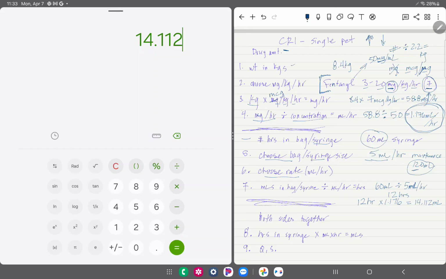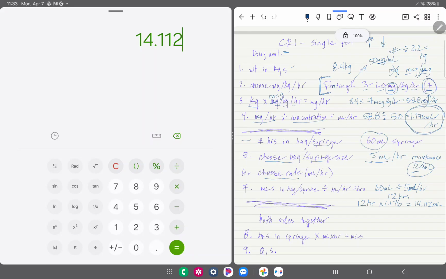Now, because that's the final dose, it would make sense to round at this point. So 14.112, that doesn't really round to anything, right? So let's just say it's 14 mils. Make it easy on you, make it easy on the techs, make it easy on everyone. So that's what I'm going to add into my syringe.